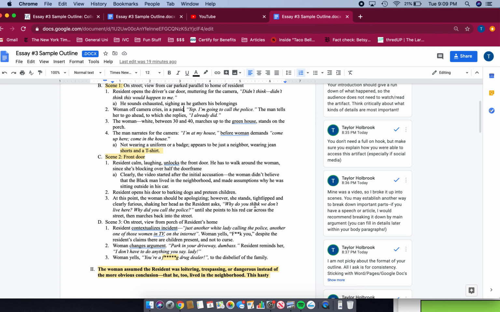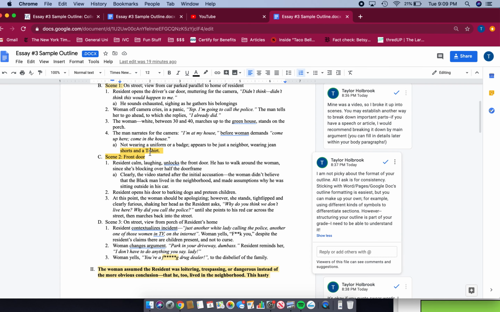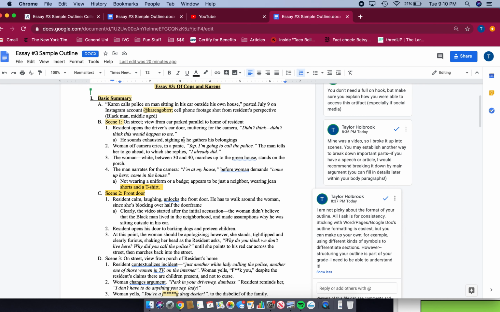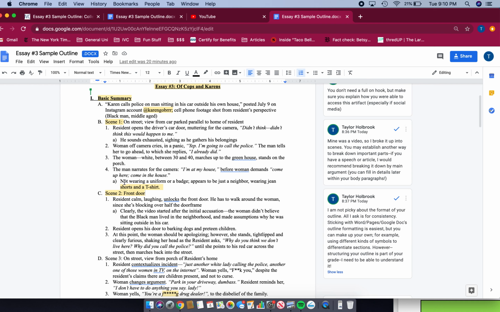One other note about how I wrote this outline. You'll notice there's a lot of complete sentences. You don't need complete sentences. So some of these, like this, I said not wearing a uniform or badge, appears to be just a neighbor wearing jeans, shorts, and a t-shirt. Some of that is complete. Some of it, like not wearing a uniform or badge, appears to be, that's not actually a complete sentence. That's okay. Because in an outline, you're supposed to be able to read it fairly quickly and gather information quickly. So if I have a ton of prepositions, a ton of transitions, things like that, you're not going to read it quickly. It's just a paper that happens to be with Roman numerals.